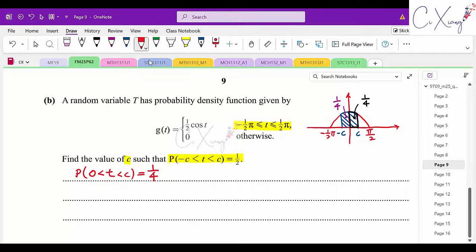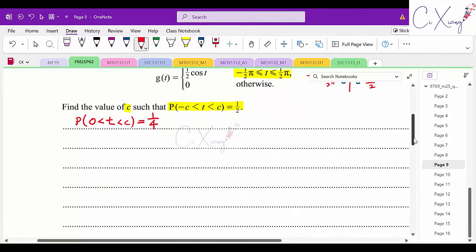Okay, so that's the reason why I start by using this equation instead of what they give us here. Because the 0 here means I already try to reduce the number of c appearing in my solution later. All right, so let's continue from this part.